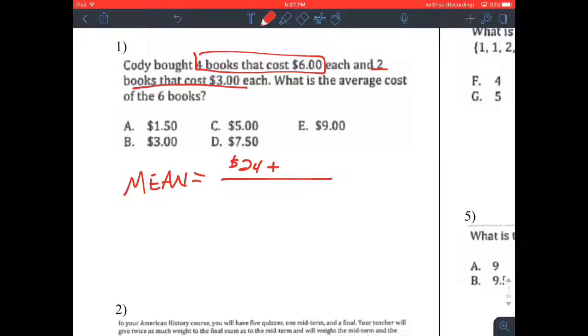2 times 3 is 6. What is the average cost of the 6 books? We're going to divide that by 6. 24 plus 6 is 30. 30 divided by 6. On average, the books cost $5.